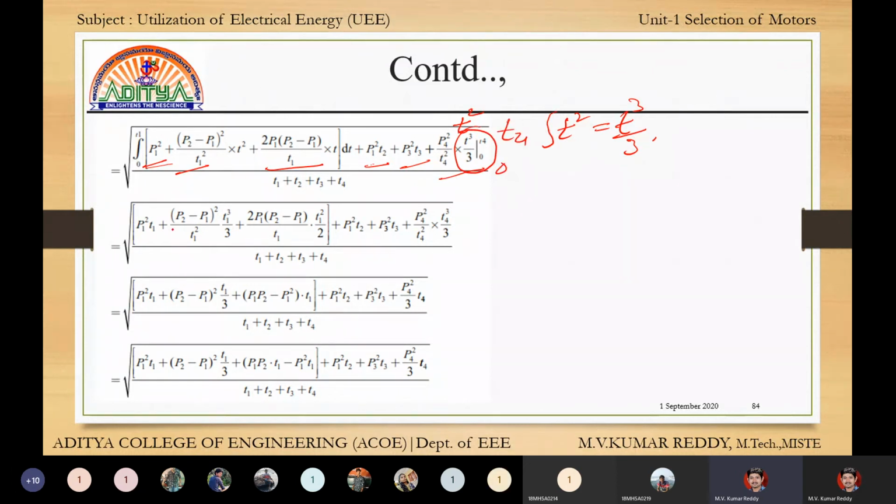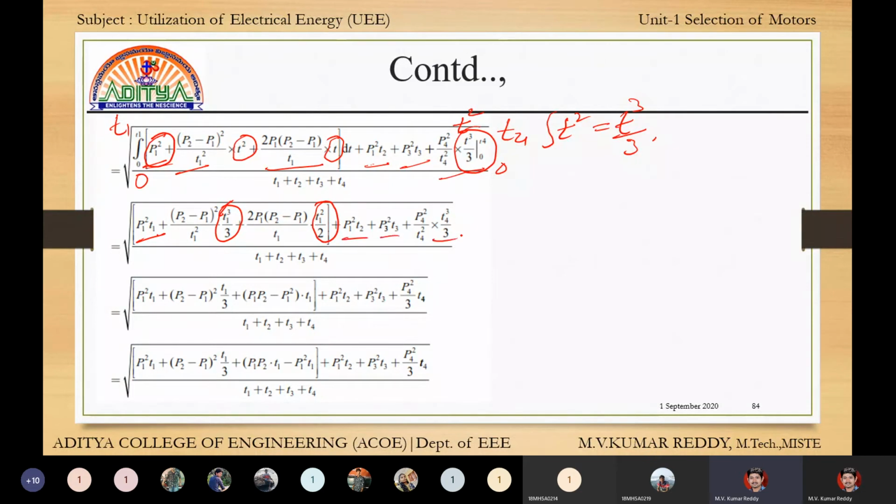Now P1 square T1 plus, apply integration for this one. The integration for this one is T1. Next, integration of T square is T cube by 3, and the limits are from 0 to T1. Substituting, it is T1 cube. Next is T: integration of T is T square by 2, and after applying limits, it becomes T1.